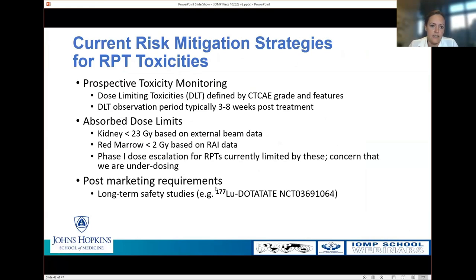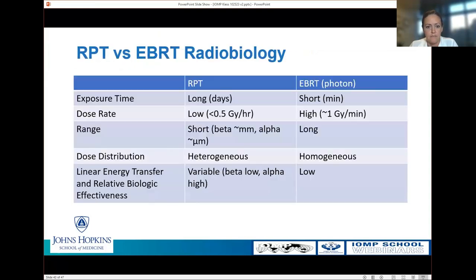The mitigation strategies for trying to limit dose and limit toxicities include the typical phase one dose limiting toxicity monitoring, then the absorbed dose limits that we've mentioned based on external beam data, and then also observational studies after FDA approval for long-term safety. As Dr. Hobbs mentioned, the radiobiology of radiopharmaceutical therapies is very different than external beam radiation. So the dose limits of 23 gray to the kidney are likely not relevant to radiopharmaceutical therapies due to a much longer exposure time with a low dose rate and a shorter range.